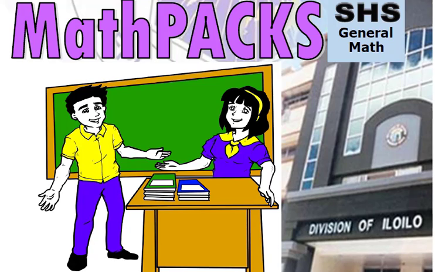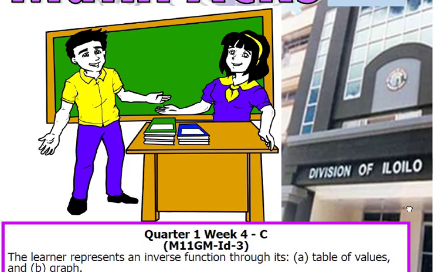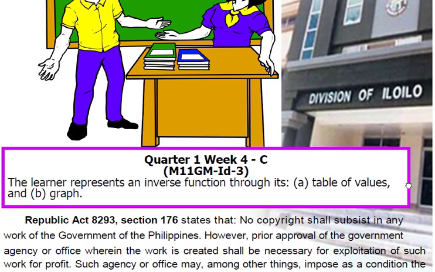This is your teacher Marichu and we are now on Math Box Senior High School General Mathematics for Quarter 1, Week 4C. The objective: the learner represents an inverse function through its A. table of values and B. through the inverse function's graph.